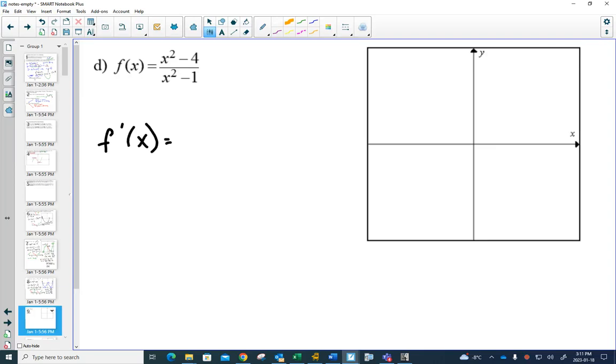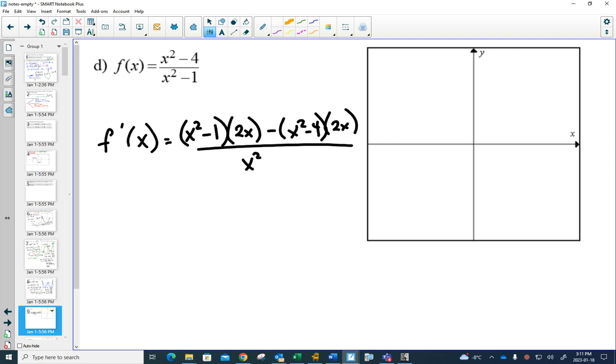Do you see that you have the quotient rule? We would keep the bottom the same, times the derivative of the top, minus keep the top the same, times the derivative of the bottom, over the bottom squared. I'm going to just factor this.